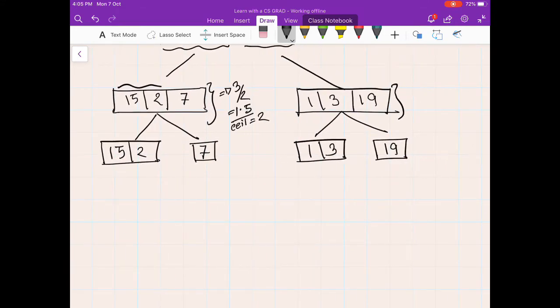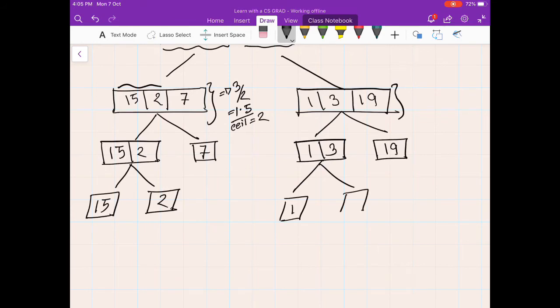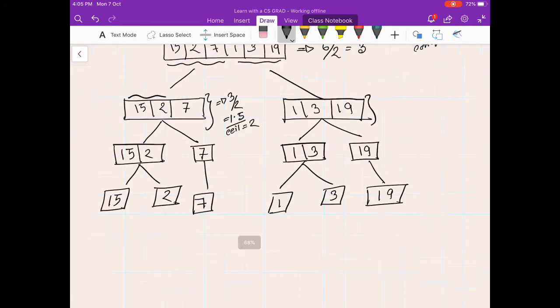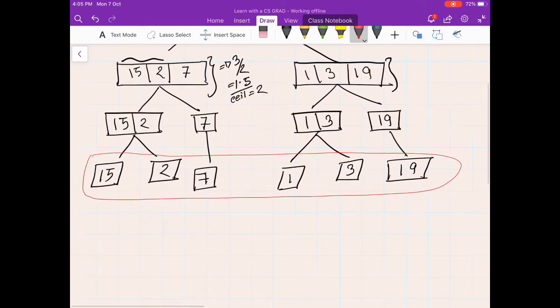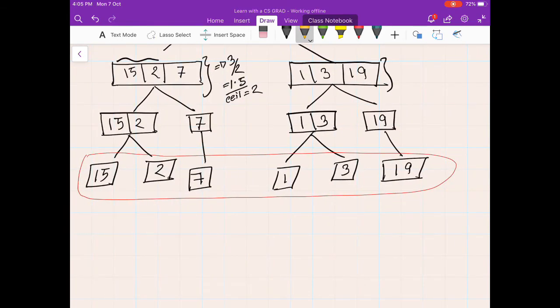So we can't divide 7 or 19, right? We can divide only the left-hand side arrays. So we divide it into two portions again. Each is an array having only one value. Finally, what we come up with is that all of these are separate arrays having only one value, right? Now our task is to merge all of them.